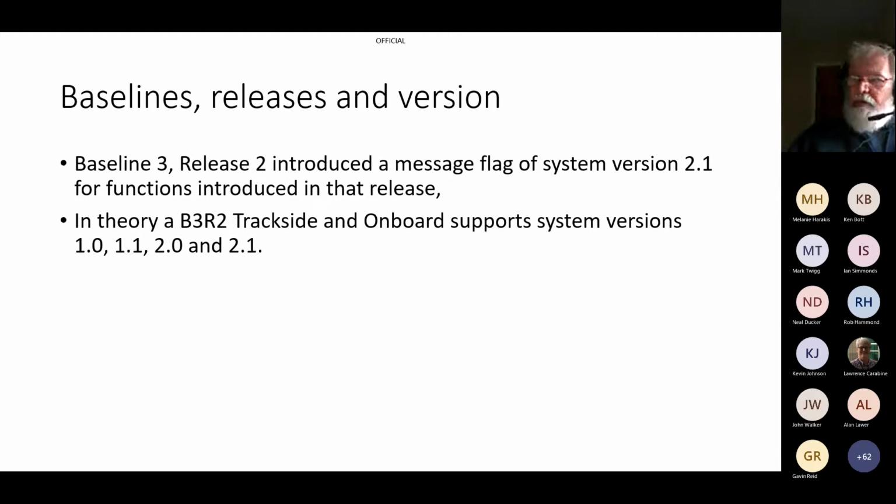With release 2, we introduced system version 2.1, and anything that was new in release 2 but wasn't included in MR1 is flagged with that system version of 2.1. So baseline 3 release 2 trackside and onboard actually supports 4 versions: 1.0, 1.1, 2.0, 2.1. And the next debate is whether the next release of the ETCS specifications will be 2.2 or whether it will be 3.0. It's all around compatibility.